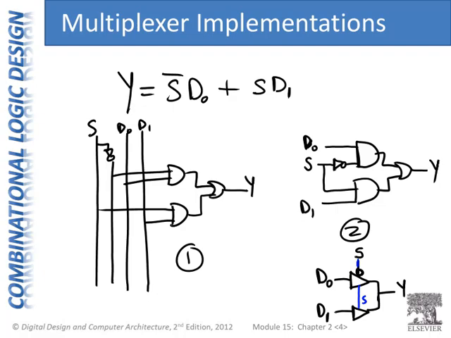Well, when S is 0, in the case that S is 0, this tri-state is enabled and drives the output Y. This tri-state is cut off because it has a 0 on its enable input. If, however, S is 1, then D1 gets fed to the output Y. And this tri-state on the top is cut off. The input is cut off from the output.